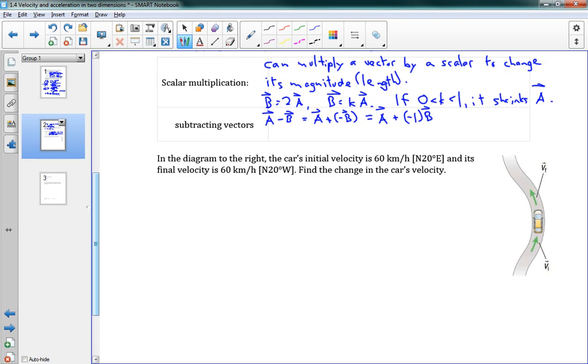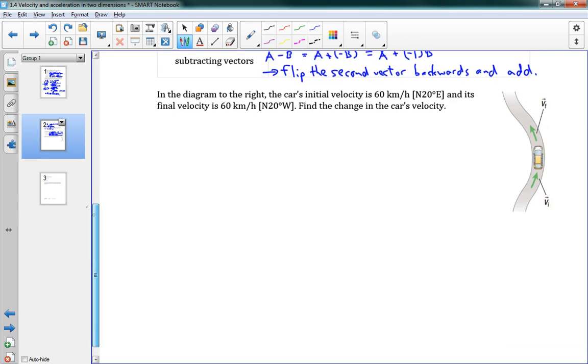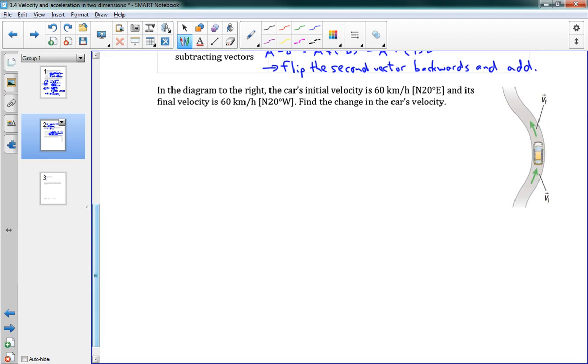And the idea here is that we basically just flip the second vector backwards and then we add them. That's how we can do vector subtraction, is we actually just flip the second one. So if that wasn't clear, we're going to do an example so that you can see exactly how that works.